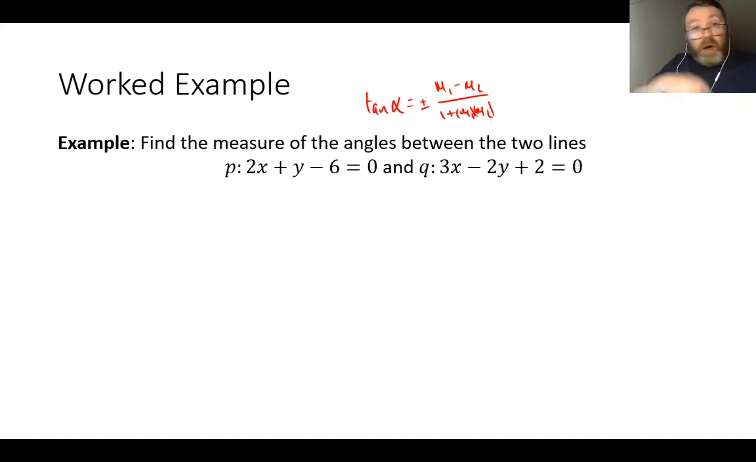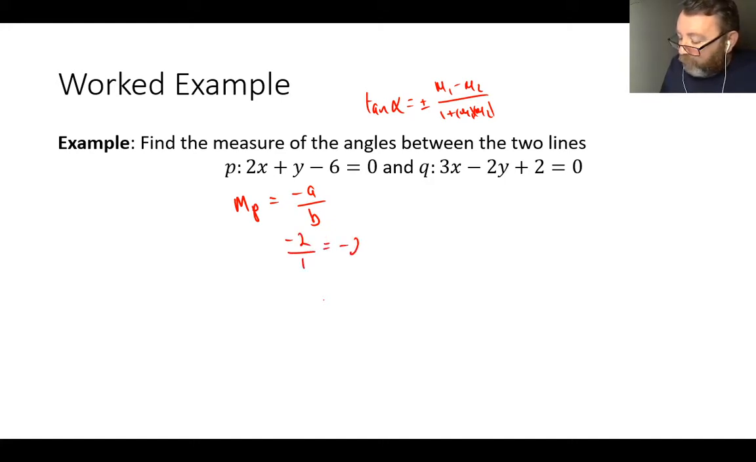Now, all the way back to the very beginning of this chapter, how do I get the slope of a line whose equation is given? The quickest way to do that: the slope of P is equal to minus A over B. So minus the first one, which is minus 2, over the second one, which is 1. So therefore the slope is minus 2. What's the slope of Q? Well, the slope of Q is minus A over B, which is 3 over 2.